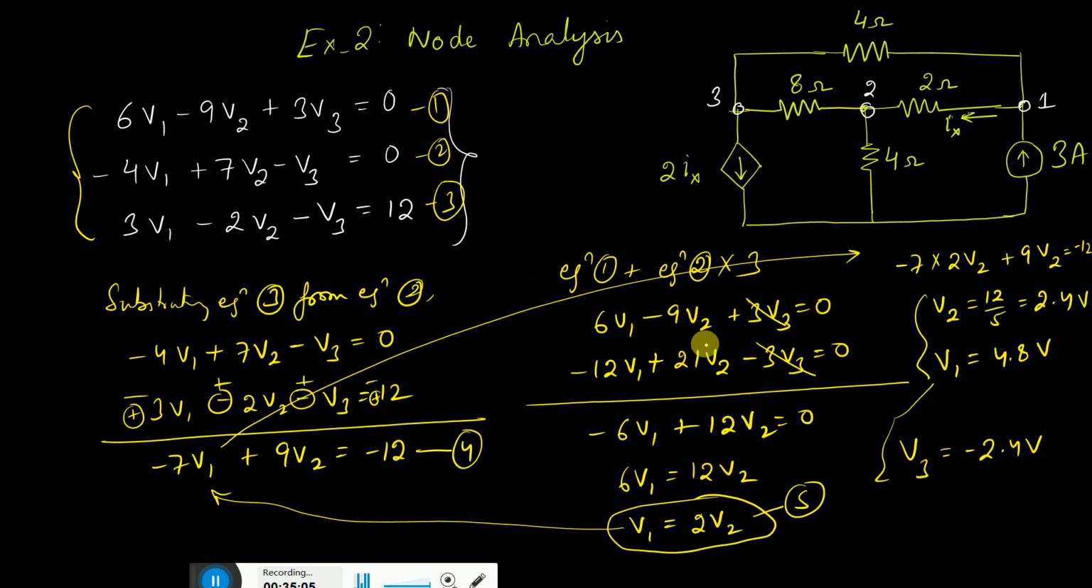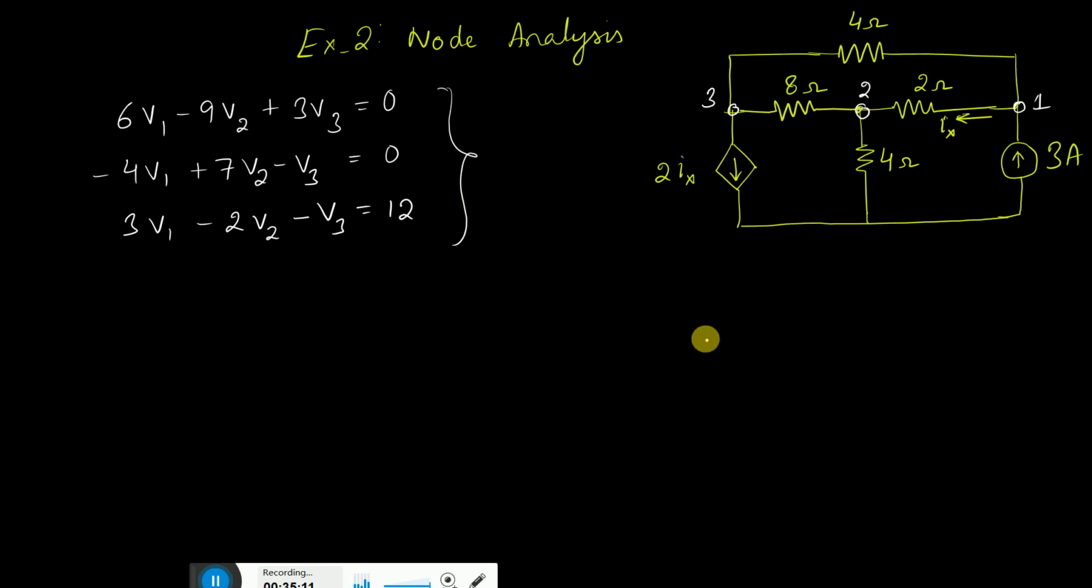Now this equation can easily be solved if you use Cramer's rule and try to solve it in an easier way, or if you have a calculator where you can put 3 variables, that way also you can solve. So let me try to write down this equation in a matrix form. See how easily it can be written in the matrix form. I am just writing the coefficients.